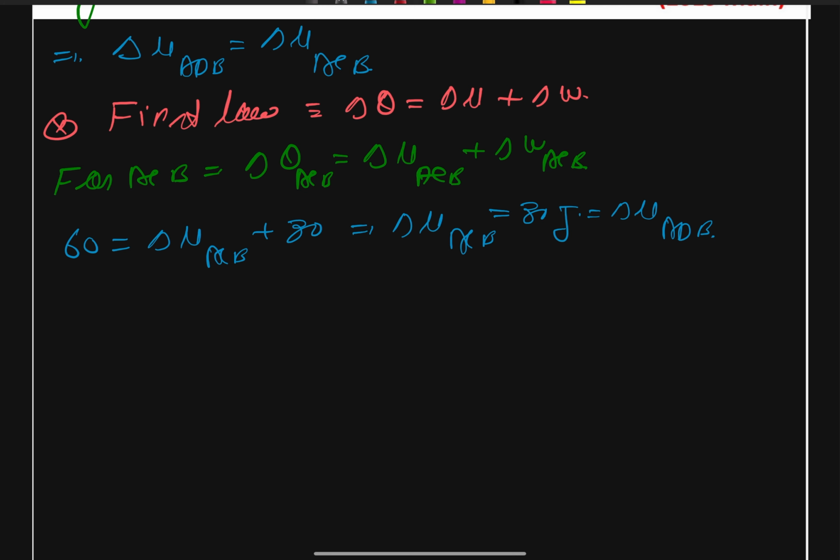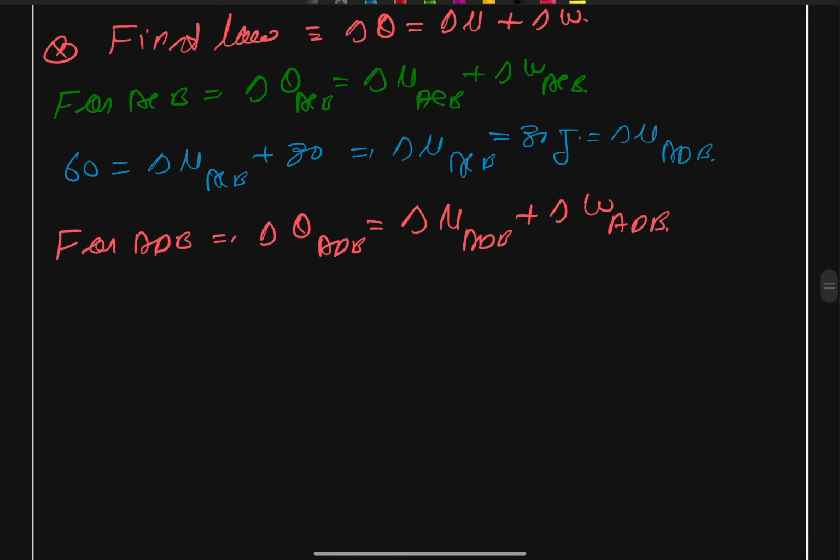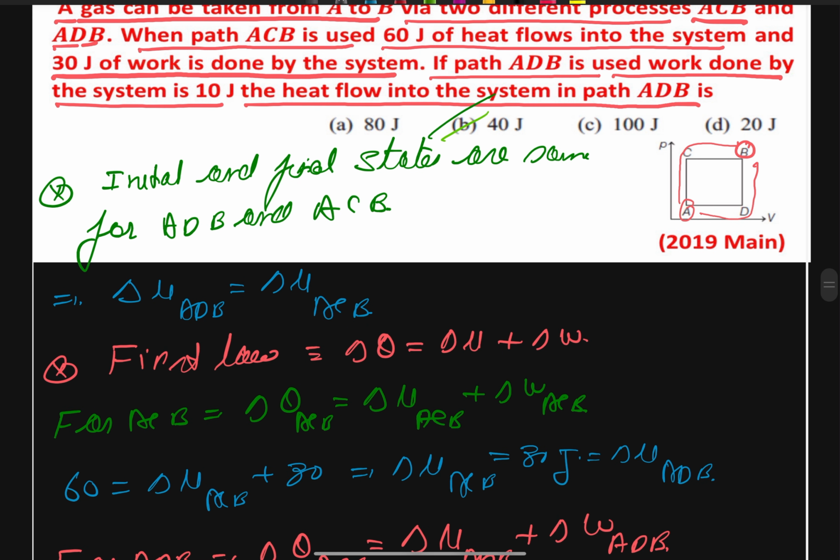Now we can use the first law again for ADB. For ADB, delta Q ADB will be equal to delta U ADB plus delta W ADB. We simply substitute the values now. We get delta Q ADB is equal to 30 plus 10, which gives us 40 joules. So option B is correct.